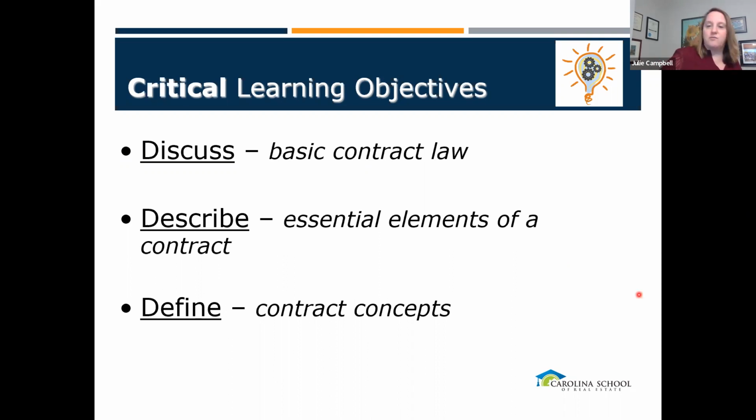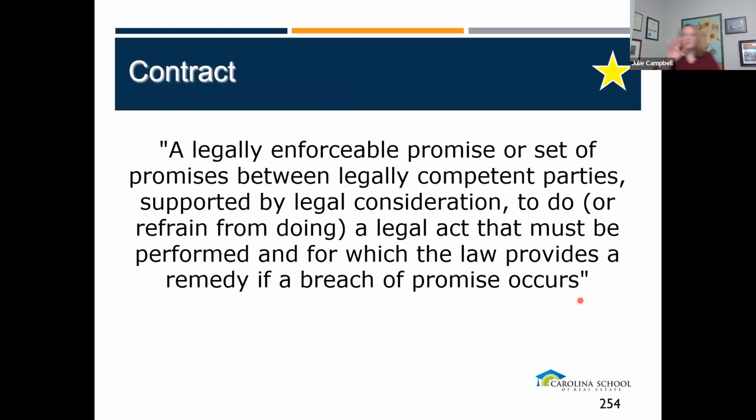And the first thing we need to do before we do anything else is discuss what the heck a contract is. Don't write this down. This is in your book on page 254. Word for word, I have no shame here. Word for word, the second paragraph. Basic definition of a contract is a legally enforceable promise or set of promises between legally competent parties supported by legal consideration to do or refrain from doing a legal act that must be performed for which the law provides a remedy if a breach of promise occurs.